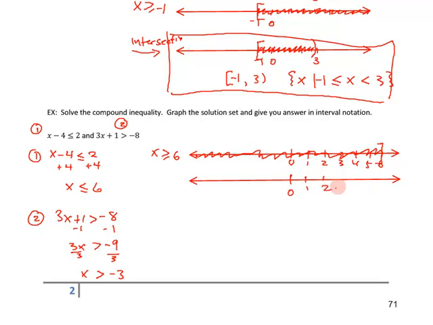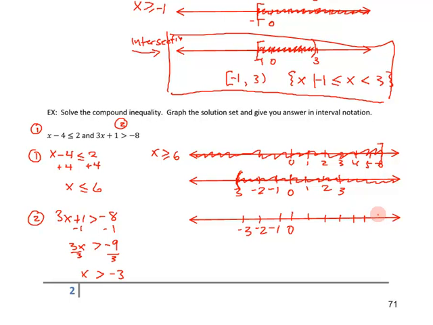0, 1, 2, 3, negative 1, negative 2, negative 3. Greater than negative 3 means not include negative 3 and shade to the right. So now graph that on a common number line. Here's 0, negative 1, negative 2, negative 3, 1, 2, 3, 4, 5, 6. It's going to go from negative 3, but not including, up to 6 inclusive, and everything in between. Therefore our solution graphed is this one.